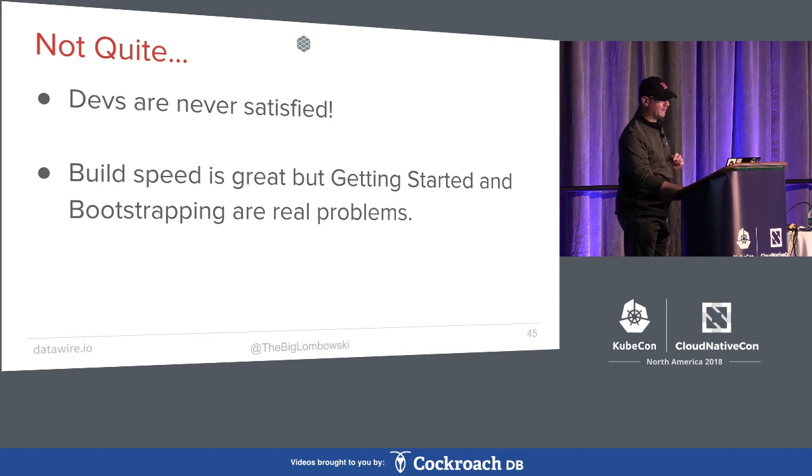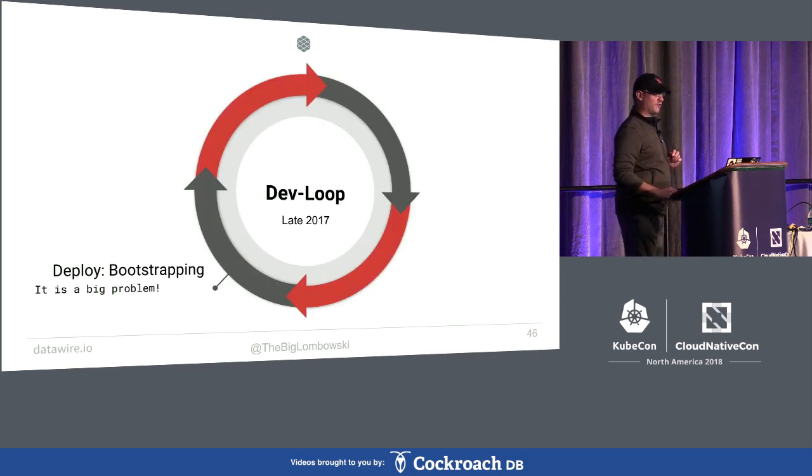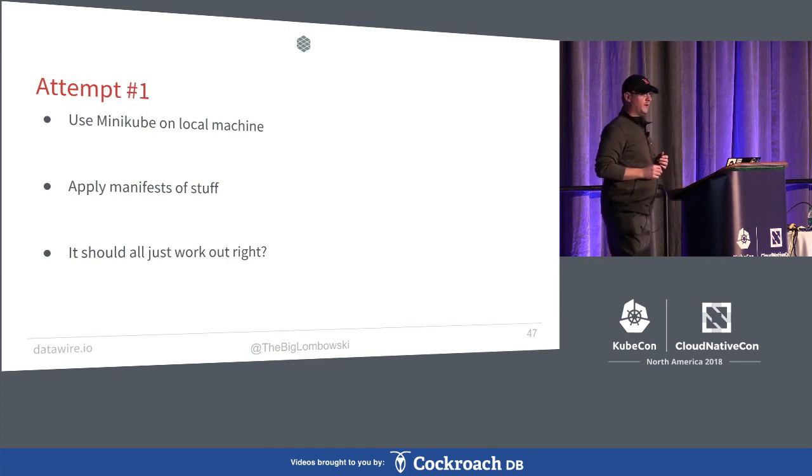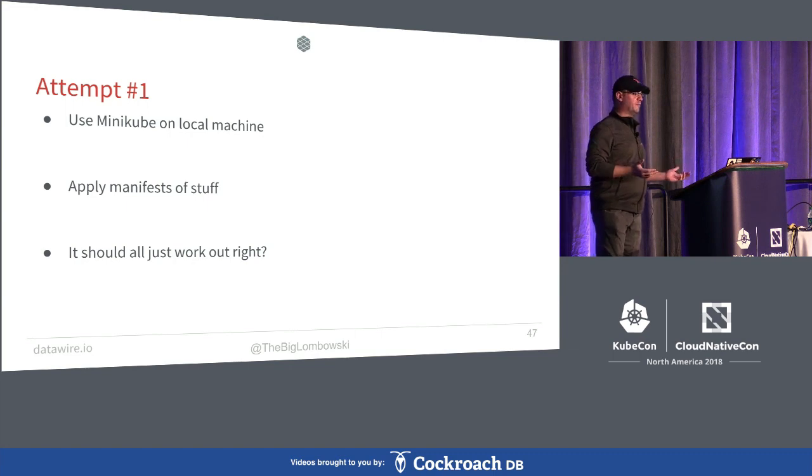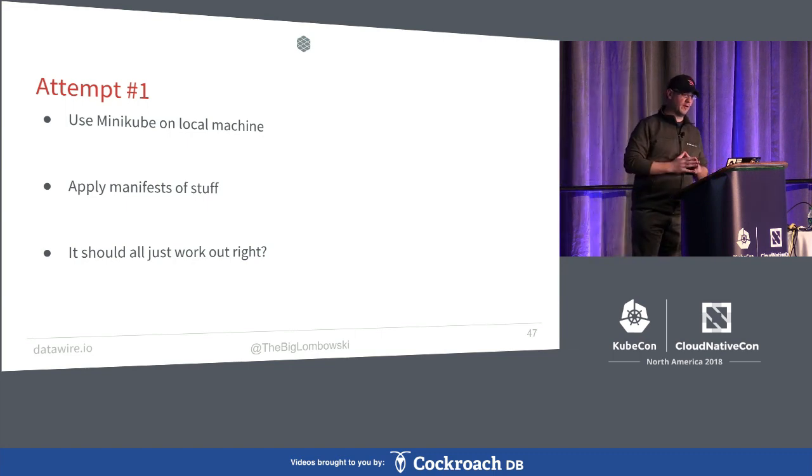A new problem. Deploy bootstrapping. It's that part where you go, I can't just let you use prod all the time. You have to have your own place where your own dev services are running. So the attempt number one we came up with was do the obvious. Use minikube or run on your local machine. You could just take the manifests that we already have for all the Kubernetes stuff we've been building and apply them. And it should just all work out. Everything should be great if you do it that way, right?